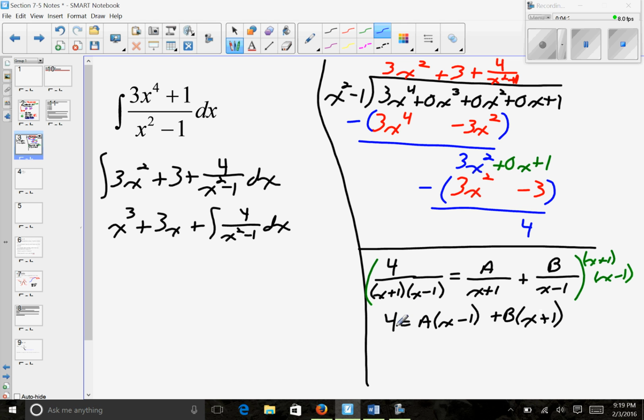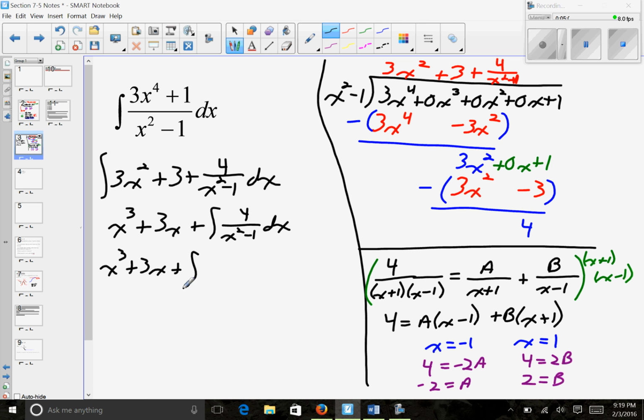Then what makes my denominator 0? Well, x equals negative 1 or x equals positive 1. Well, if x equals negative 1 and I plug that in for x in the polynomial equation, I would get 4 equals negative 2A. So A is going to be negative 2. If I plug positive 1 in for x in the polynomial equation, I get 4 equals 2B. So B is going to be positive 2. So now for the integral I have left, I still have this x^3, I still have the 3x, but I now have the integral of negative 2 over x plus 1 plus positive 2 over x minus 1.